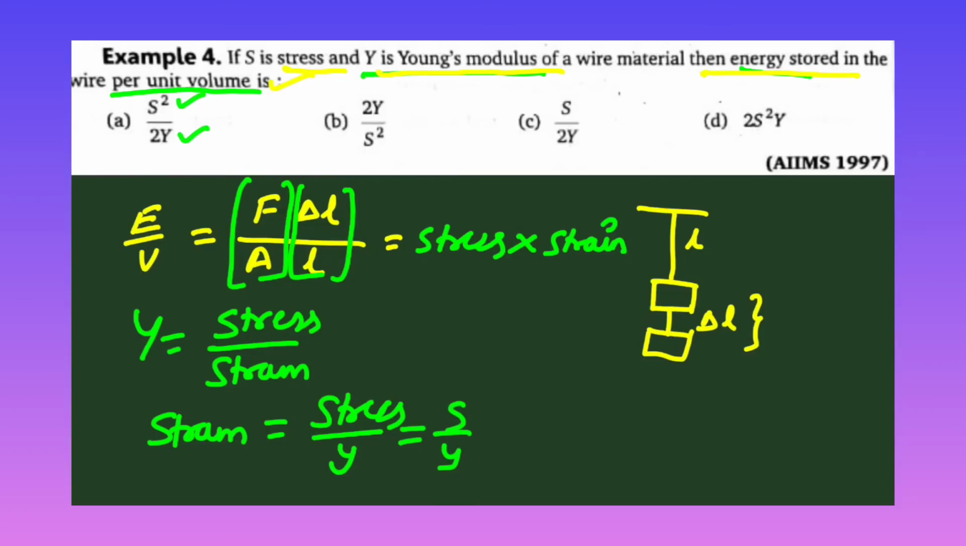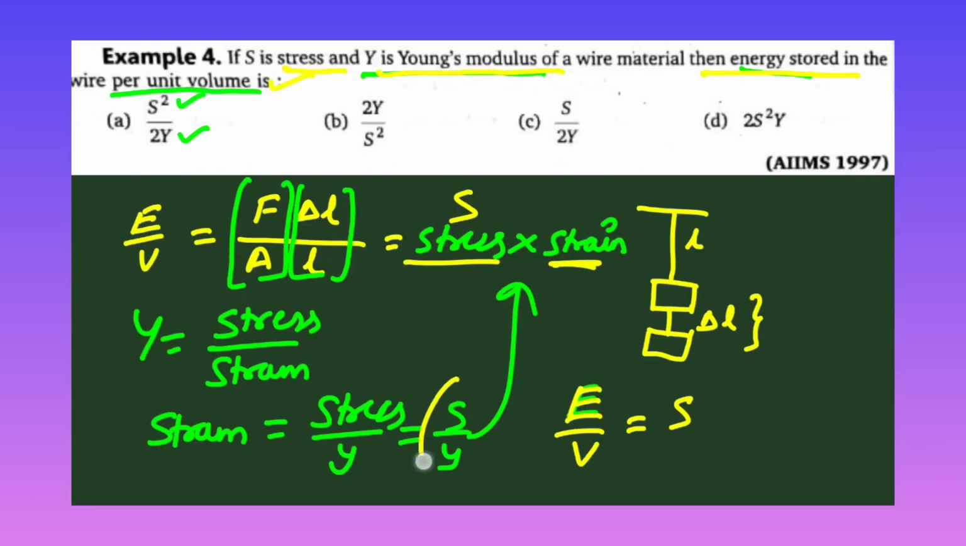So what are you going to do now? If you substitute this here, then you will get energy by volume. Here stress you can write as S according to the problem, and strain you can write as S by Y. So energy by volume is S into S by Y, and your answer is going to be S square by Y. So in this way you can get a shortcut formula for energy by volume. Therefore your correct option is option A.